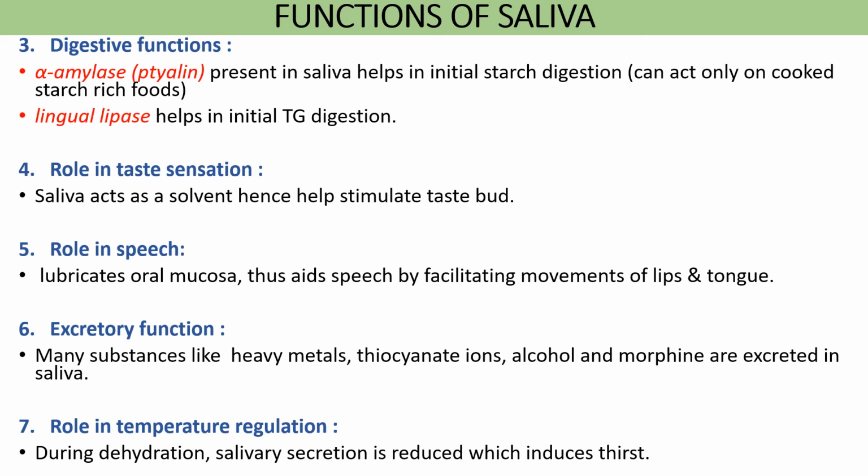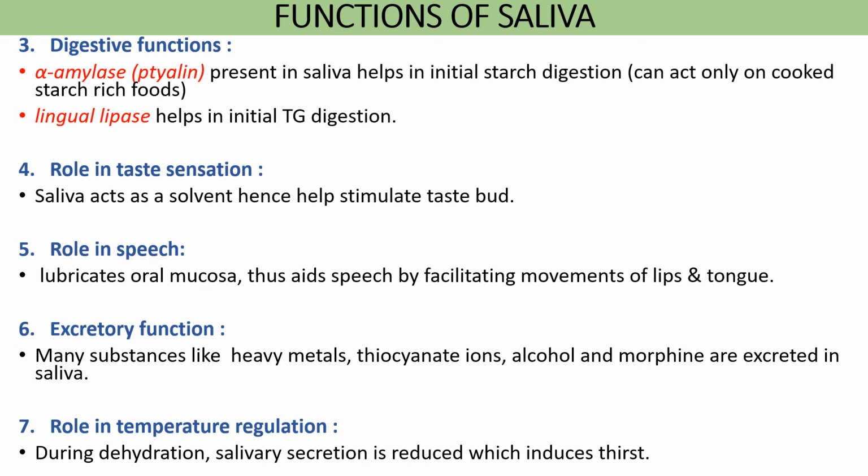enzymes. Now, the fourth function of saliva is that saliva acts as a solvent. Hence, it helps to stimulate the taste buds. The fifth function is saliva helps to lubricate the oral mucosa, and thus by doing this, it helps in facilitating easy movement of the lips and tongue so that proper speech can be formed. So, under dry conditions, when there is less saliva, there is difficulty in producing proper speech.